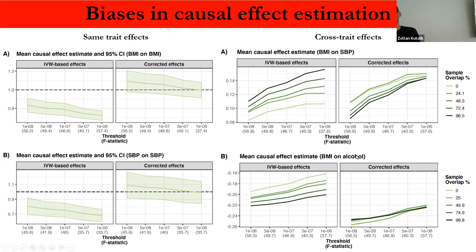Similar story for BMI effects on alcohol. Again, the effects are more heterogeneous before correction, and after correction, they become much more stable. So we hope that this shows that this bias reduction approach that we propose for IVW is truly improving it, while slightly increasing the variance, but it massively reduces the bias.